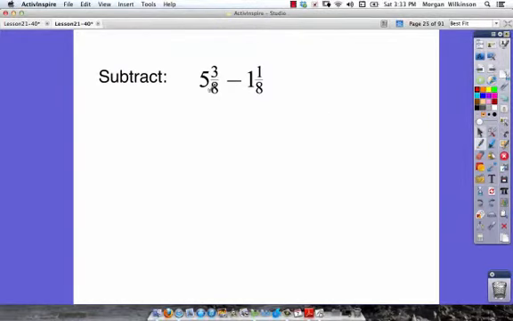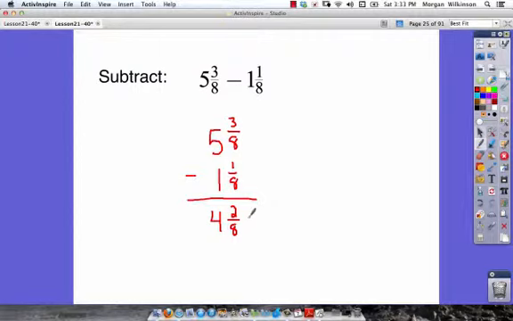Now we want to subtract. We have 5 and 3/8 minus 1 and 1/8. We're going to set this up vertically. So we get 5 and 3/8 minus 1 and 1/8. And we're going to work the same process. When we've got mixed number subtraction, we can work from the left to the right. Let's figure out what our whole part is first. 5 minus 1 is 4. We know our denominator will always stay the same when we subtract fractions or mixed numbers. Then we have 3 minus 1, that's 2. And we have an answer of 4 and 2/8.